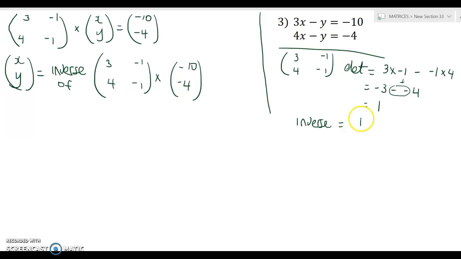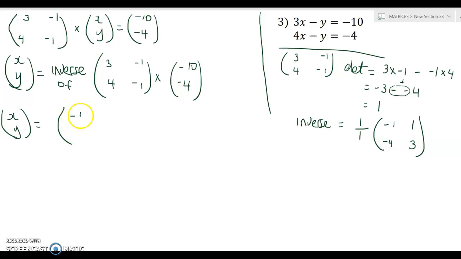would be 1 over the determinant, and then you switch the numbers in the first diagonal, and you change the signs in the second diagonal. So minus 1 becomes positive 1, 4 becomes negative 4. Alright, so let's come back across to finish it up. So 1 over 1, that's just 1, right? So you don't need to even put that. So minus 1, 1, minus 4, 3, times minus 10, minus 4.